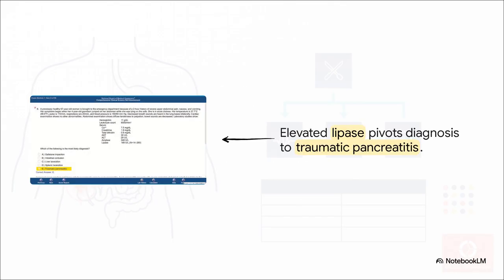Now, imagine an ambiguous blunt trauma case causing severe epigastric pain radiating right to the back. If you isolate an elevated serum lipase or amylase here, it forces a brilliant diagnostic pivot. You must transition to non-operative, supportive management for traumatic pancreatitis. It completely keeps you out of an unnecessary and potentially harmful operation.